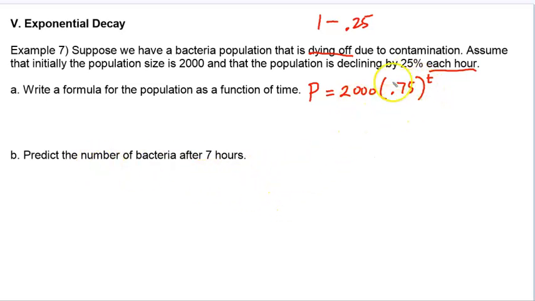And so letter B, I can use that formula and predict after 7 hours. So I just take my calculator and I plug in 2,000 times 0.75 raised to the 7th. And you should get about, since it's living things, we'll round to the nearest whole, should be about 267 bacteria remaining after 7 hours.